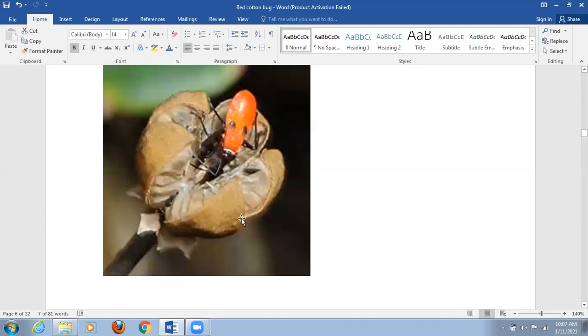Again, you can see on your screen how this particular bug or insect is going to damage the cotton bolls completely, and that cotton is totally unfit for further processing.